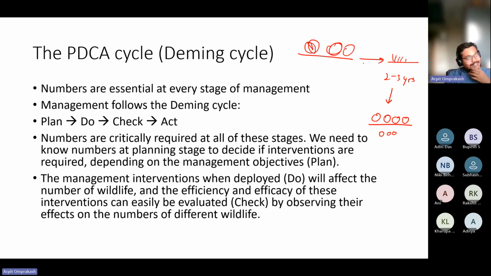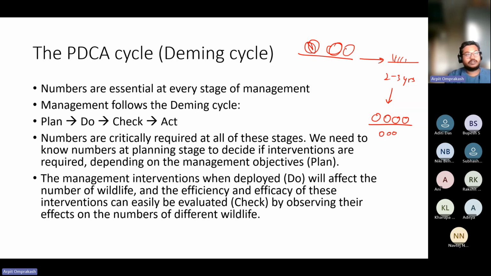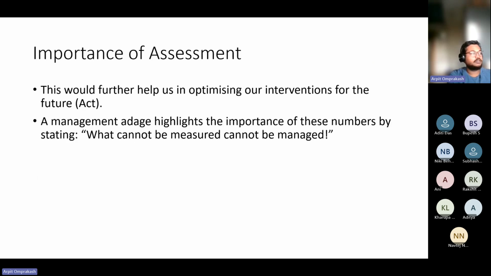And the important thing is that in all the steps of the cycle, if you want to take any informed decision about what you are doing, what you should do, and how it is affecting the population, you need to know the numbers of individuals in a given population in each of these steps. So that is the main point of this. To follow the PDCA cycle, we need numbers, or the population estimates, or the number of individuals of organisms at each step when we are managing a population.